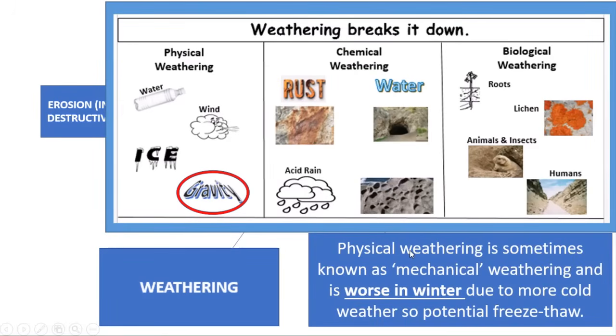So the other thing about physical weathering, obviously known as mechanical sometimes, do just be mindful of that. If they say mechanical, they mean physical, they're the same thing. And again, that's worse in winter because there's more cold weather, so more potential freeze thaw can happen, and also there's more water too.